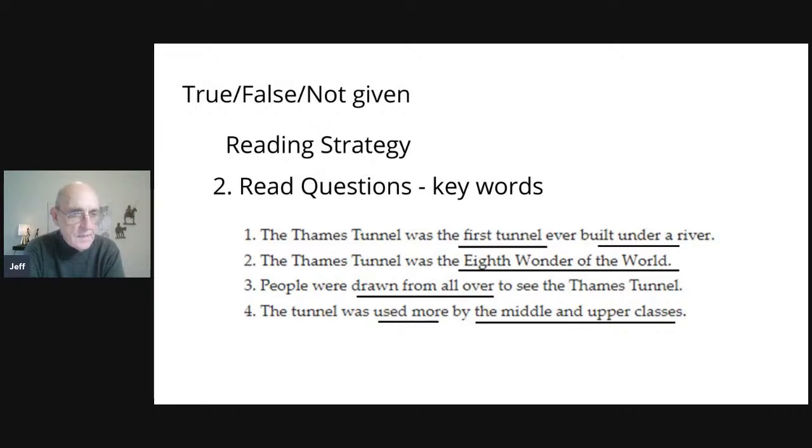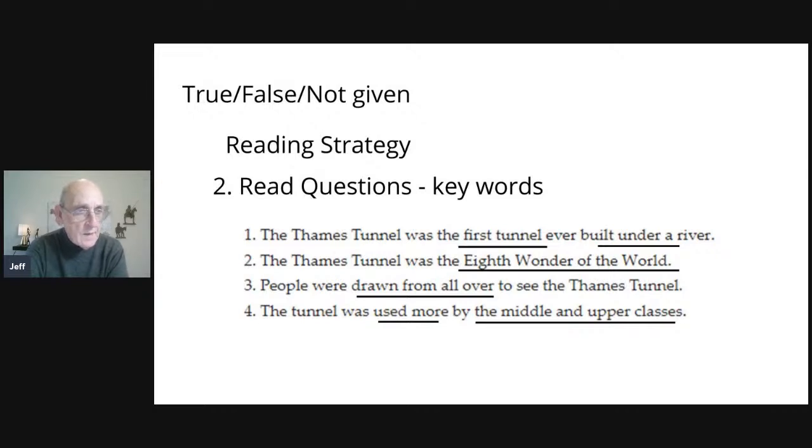And then number three, we have people were drawn from all over to see the Thames Tunnel. The reason that I've underlined drawn from all over is because I think that's a phrase that could quite easily be paraphrased and that a synonym could be used, because it's a typical phrase that could possibly be said in a different way, a different paraphrase, using a synonym.